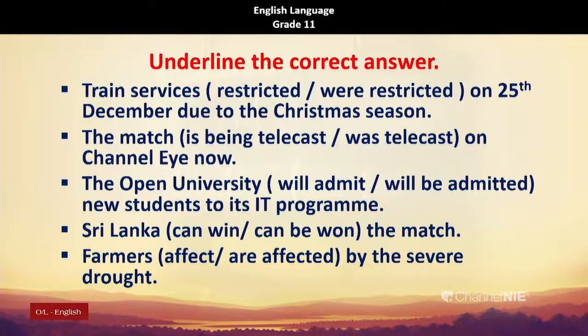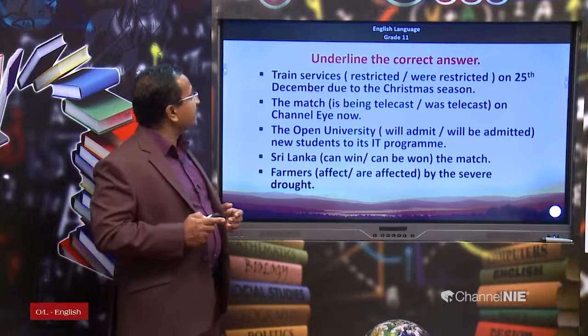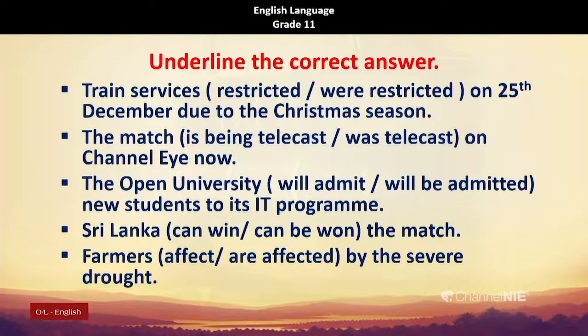Let us have a look at this activity very quickly. You have to underline the correct verb form, underline the correct answer. The train services were restricted on 25th December due to the Christmas season. What is the suitable answer? Were restricted. Okay. The second one, the match is being telecast, was telecast on channel I now. Is being telecast because the word now is there. Right, okay, thank you. The Open University will admit the new students to its IT program. Will admit, that is in the active voice. Sri Lanka can win the match. Farmers are affected by the severe drought.